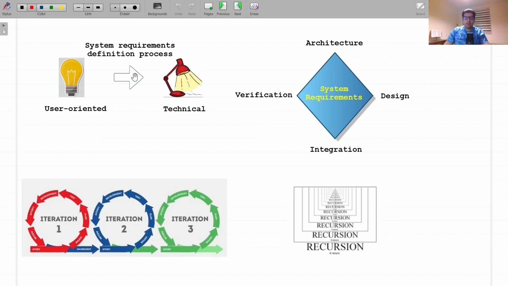As stated in ISO/IEC/IEEE 15288, the purpose of the system requirements definition process is to transform the stakeholder, user-oriented view of the desired capabilities into a technical view of a solution that meets the operational needs of the user. System requirements are the foundation of the system definition and form the basis for the architecture, design, integration, and verification. Each requirement carries a cost.